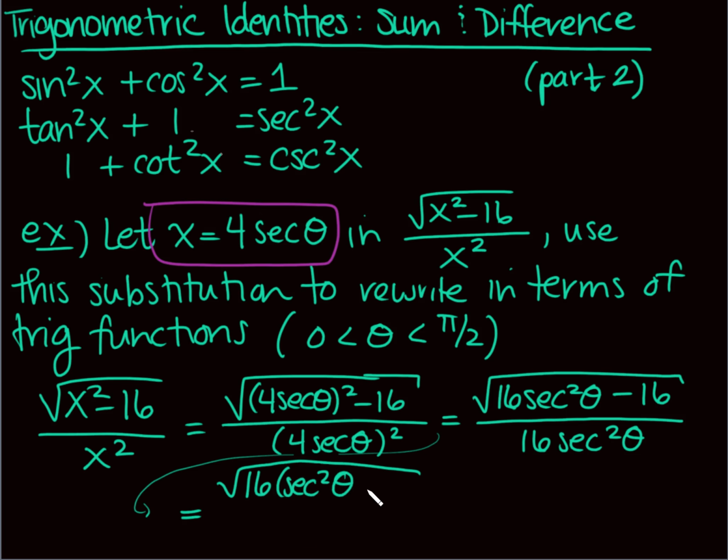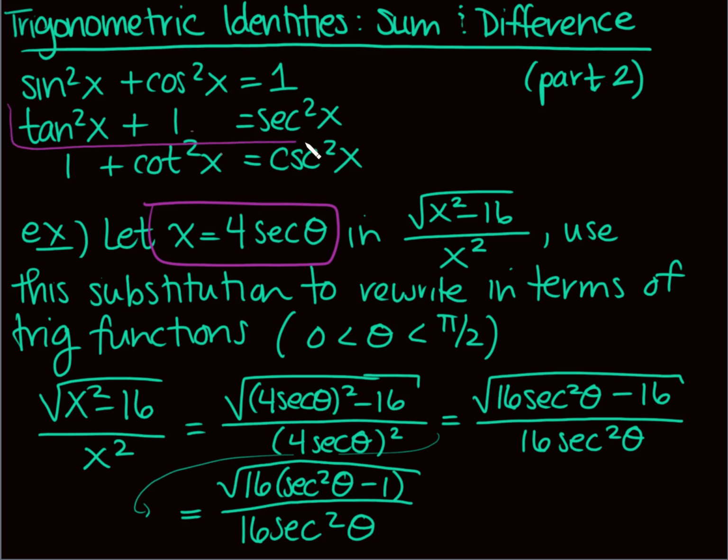I can factor out a 16 though, all over 16. I did not give myself enough room here. The whole reason we wanted to do this is that when we get to calculus, it takes something that is quite complicated and changes it into something that's a little bit easier to deal with. And that's secant squared minus 1.